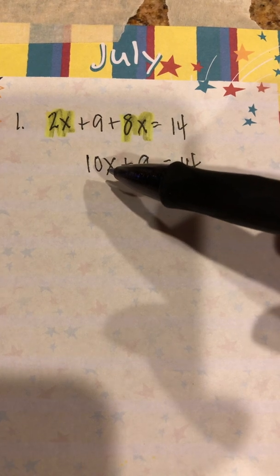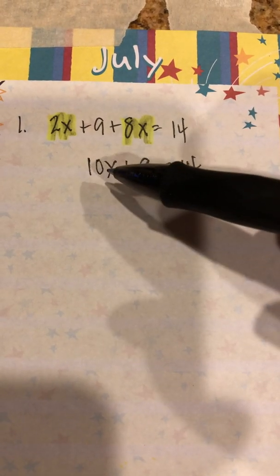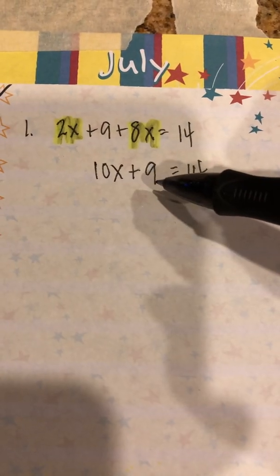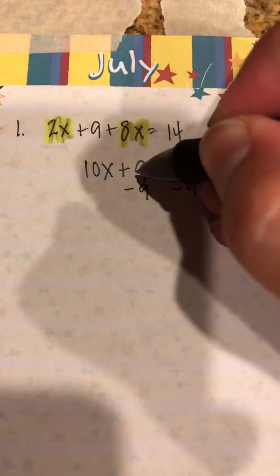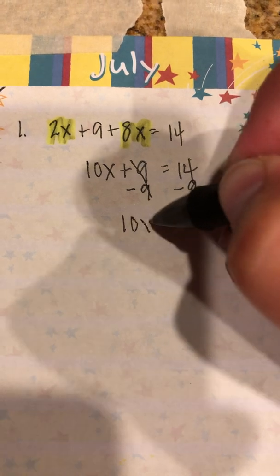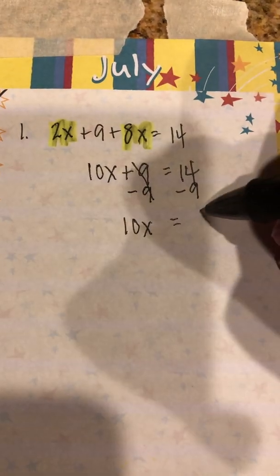And then to get the x by itself, we're trying to isolate that. The 10 is like hooked to it, so you can't do the 10 yet, but we can move the 9. And it's a plus 9, so we're going to minus 9. And then that would leave 10x equals 5.